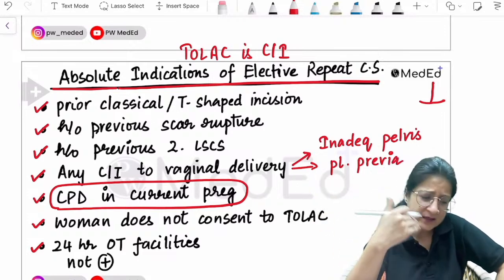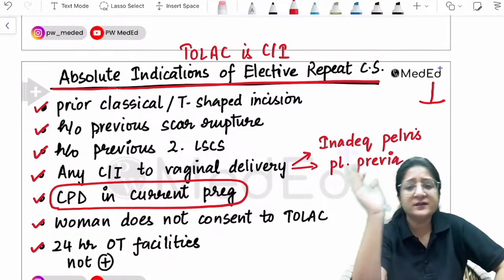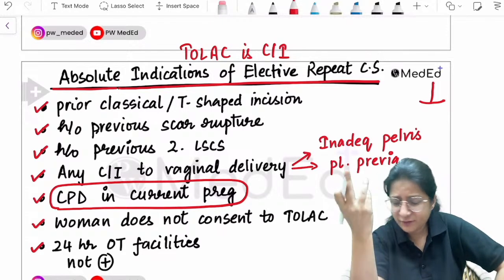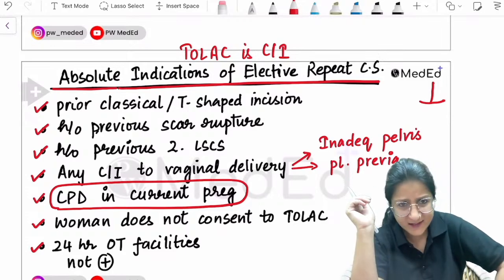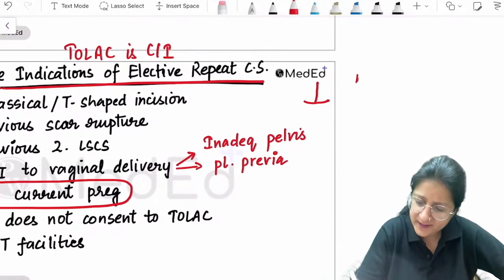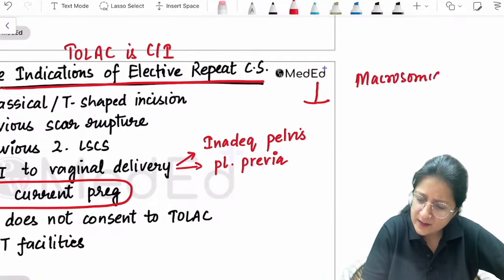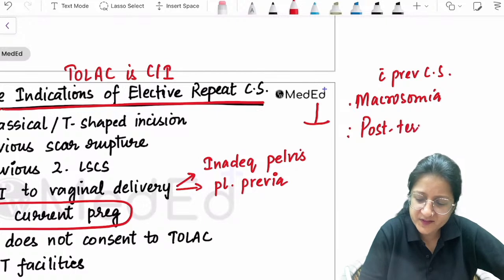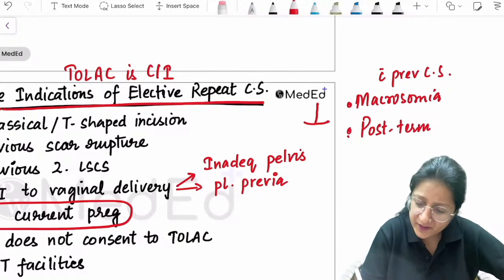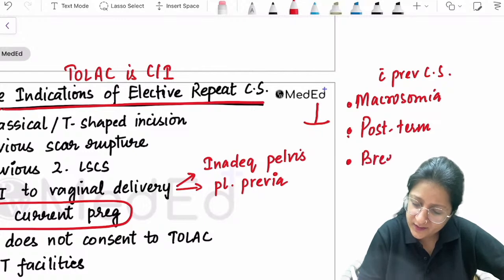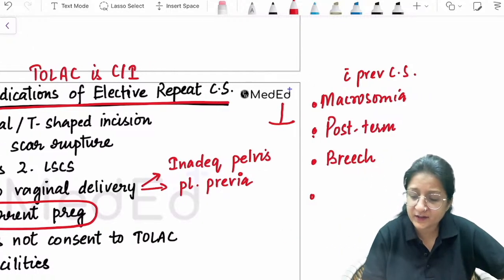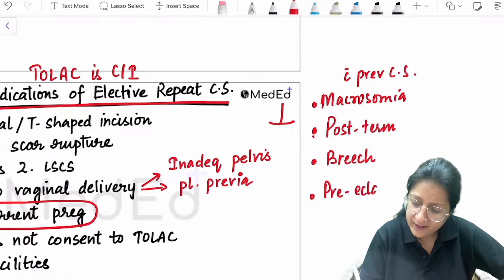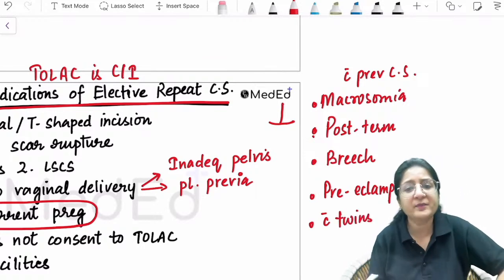All other complicated situations, you name it. If they are given in the option, just name all other associated complications. Like, let's say for example, macrosomia with previous cesarean section. Or let's say previous cesarean section with post-term. Let's say previous cesarean section with breech. Let's say previous cesarean section with preeclampsia. Let's say previous cesarean section with twins.